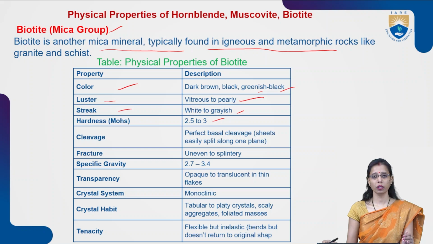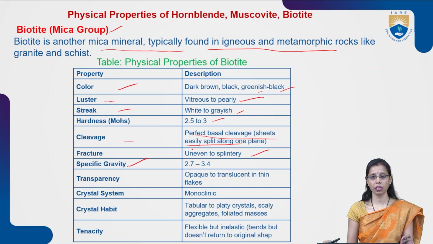2.5 to 3. That means it's a soft kind of mineral. It breaks very easily. Cleavage has a perfect basal cleavage, sheets easily split along the planes. So if you want to split it along the planes, it will split along the planes. And fracture is uneven to splintery.